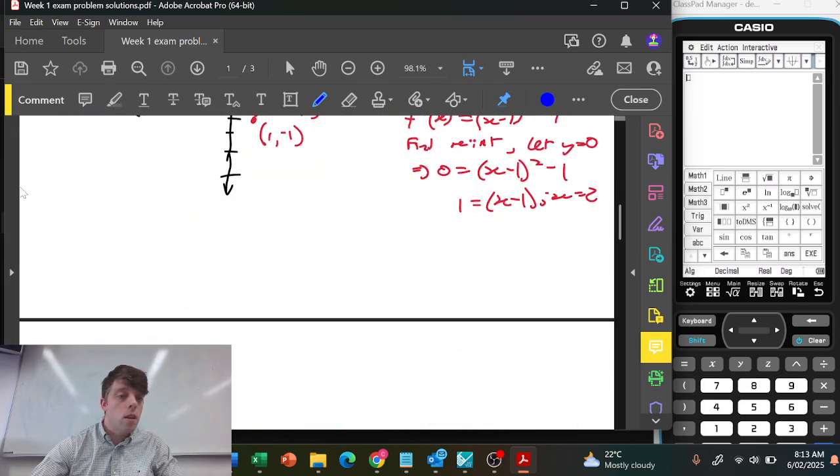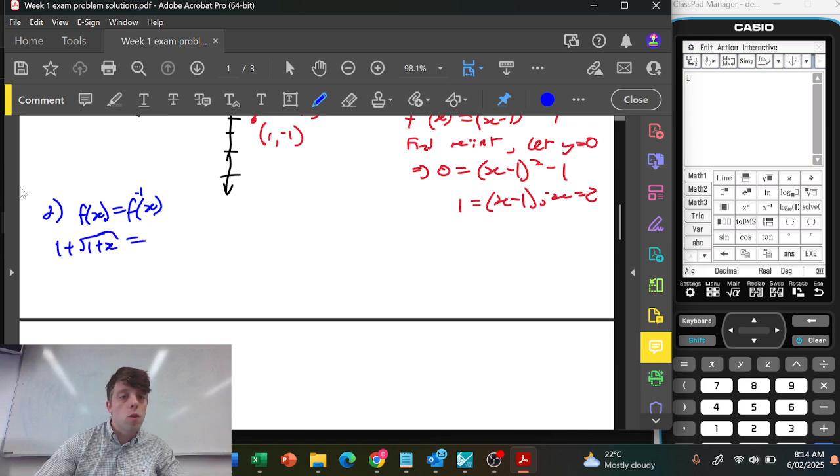So for part D, we're going to make the two equations equal to each other. So in other words, make f of x equal to f of negative 1. So f of x is going to be 1 plus the square root of 1 plus x. And that needs to be equal to this equation that we had for f of negative 1, which is x minus 1 squared minus 1. And we're simply just going to solve that.